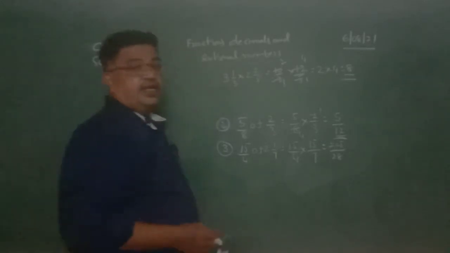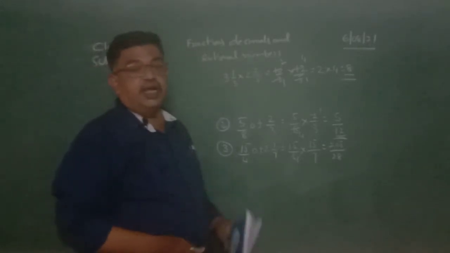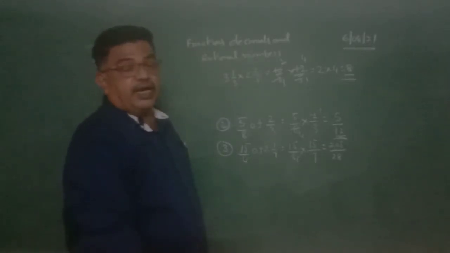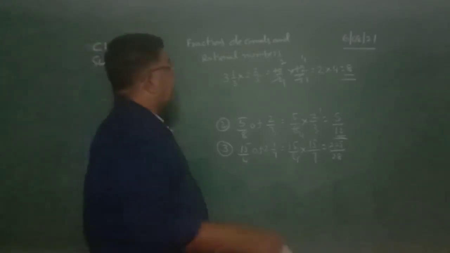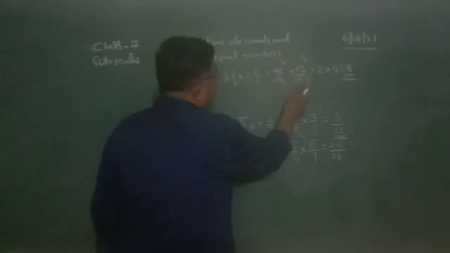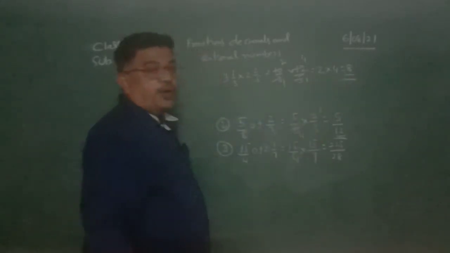So what we are learning here is how to multiply fractions and how to simplify them. And here cancellation is the point you have to remember. So I multiplied here 10 by 3 into 12 by 5. 5 ones, 5 twos. 3 ones, 3 fours. 2 into 4 is 8. 1 into 1 is 1. So the final product is 8.